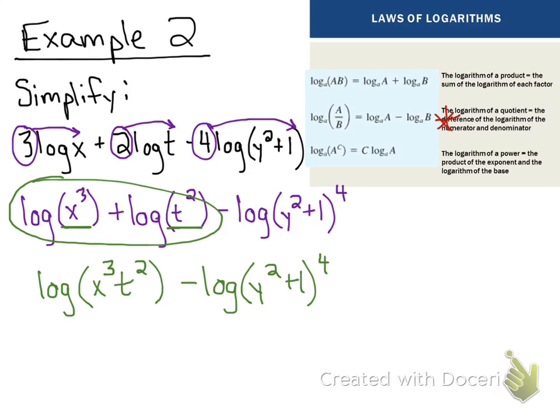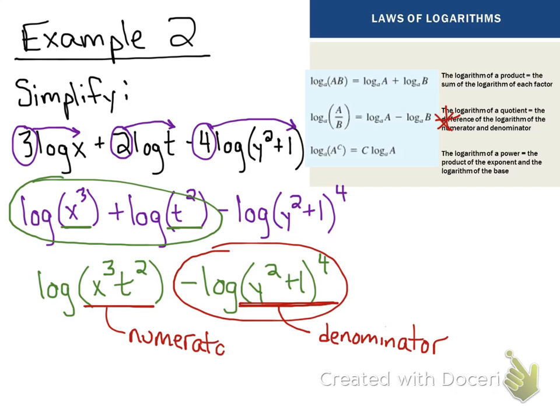Finally, the last property I'm going to look at is dealing with subtracting logs. We're going to put that back together into becoming a quotient. Whatever is being subtracted, that's the part that goes in the denominator. So in this case, y squared plus 1 to the fourth power, that's what's going to end up in the denominator of our final answer. And then whatever's positive is going to end up in the numerator. So now I can go ahead and write this as a single logarithm.